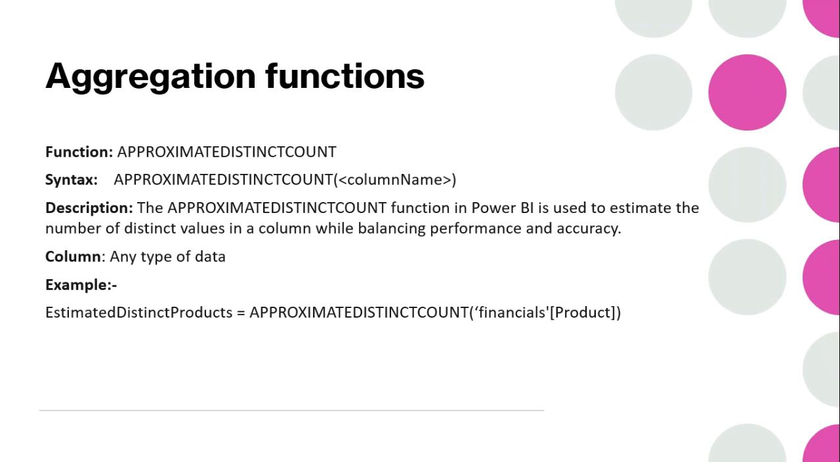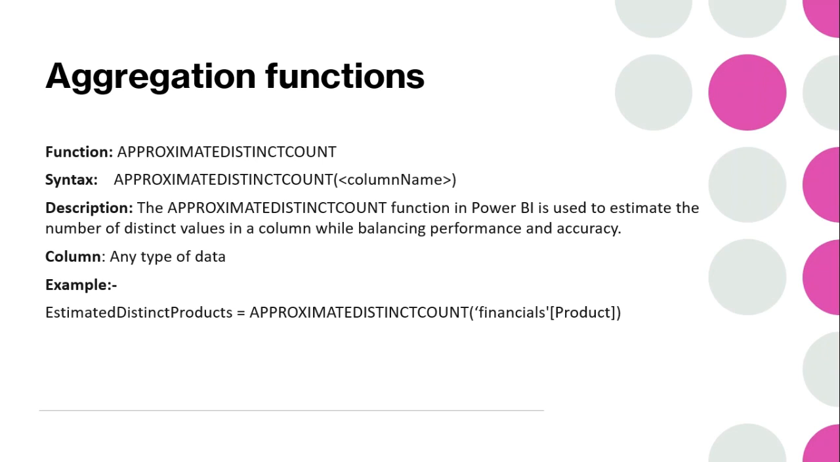Let's begin by exploring the first aggregation function, approximate distinct count. This function estimates the count of unique values in a column by balancing speed and accuracy. It works on any type of data. You can see the syntax: the function takes only one argument, which is a column name.